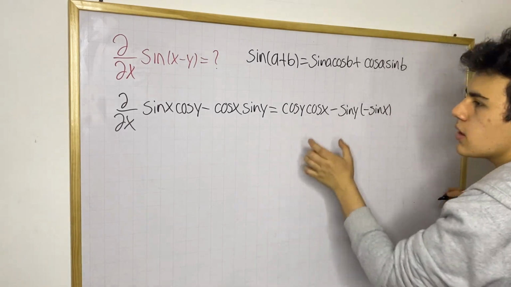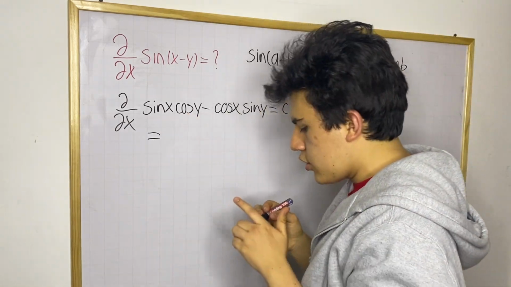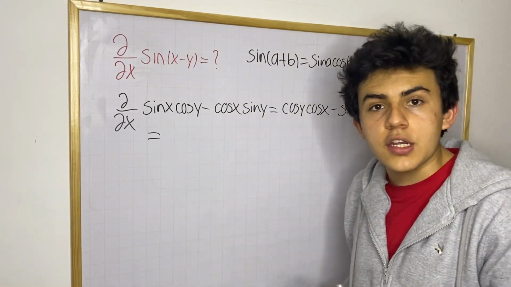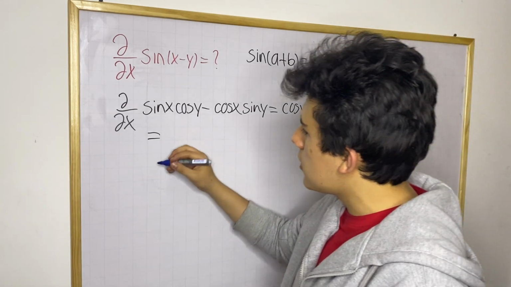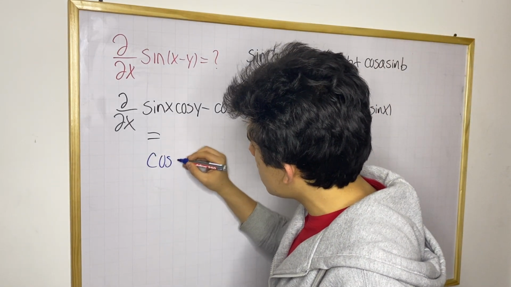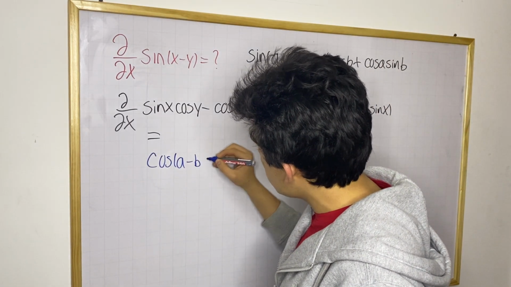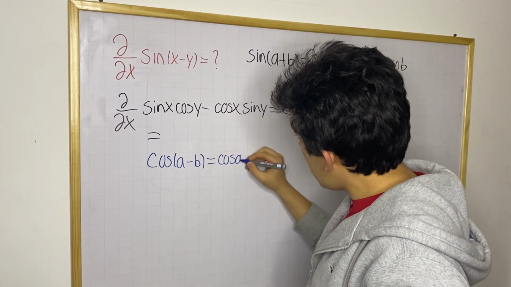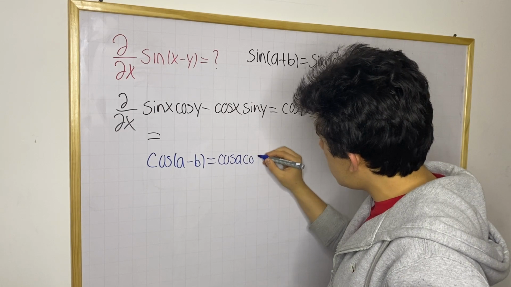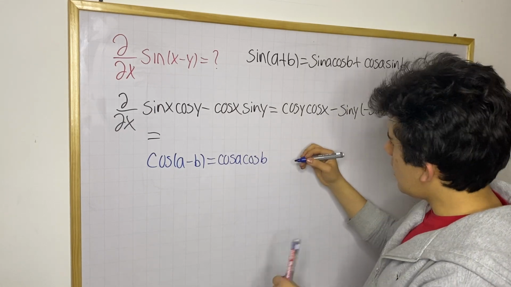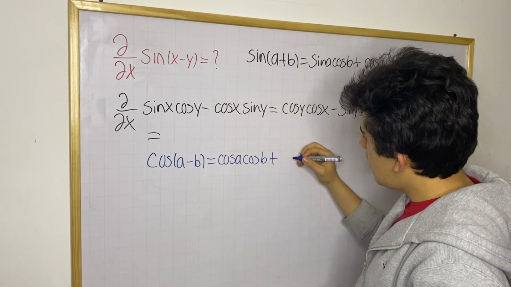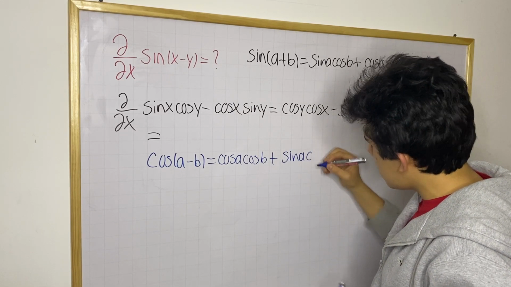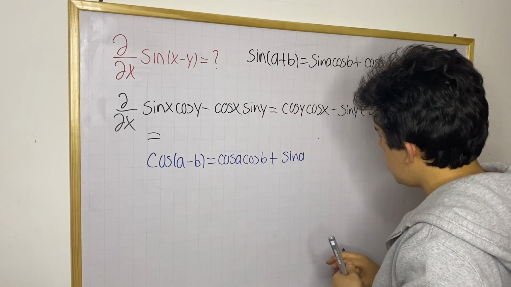And now this is pretty cool because there is actually a trigonometric identity for cosine with a subtraction in the input, that goes: cosine of a minus b is going to be equal to cosine of a times cosine of b plus, it has to be plus, sine of a times sine, not cosine, sorry, sine of b.